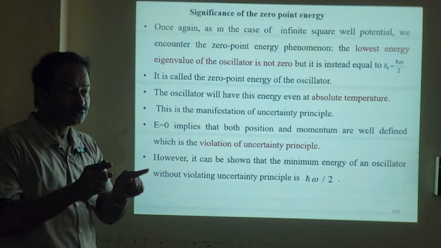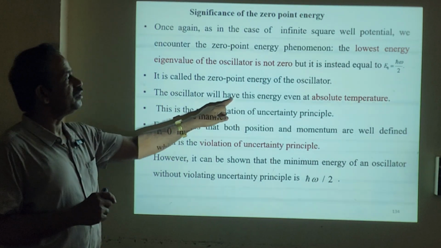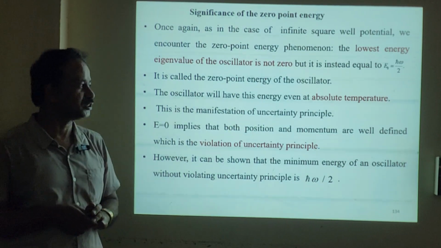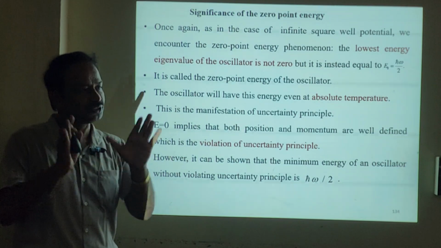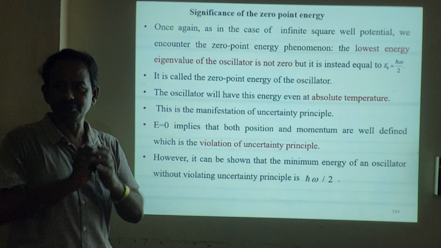Even at absolute zero, there will be a small vibration. The oscillator will have this energy even at absolute zero. This is a manifestation of the uncertainty principle. Suppose at E equal to 0, as in the case of, say, Planck's idea. Suppose E equal to 0.